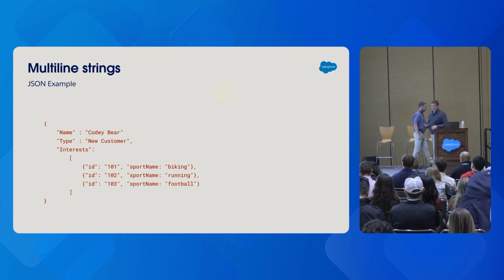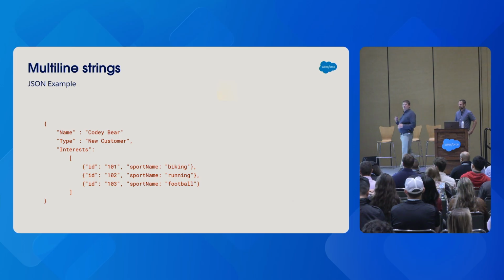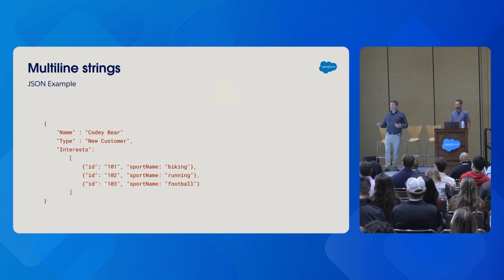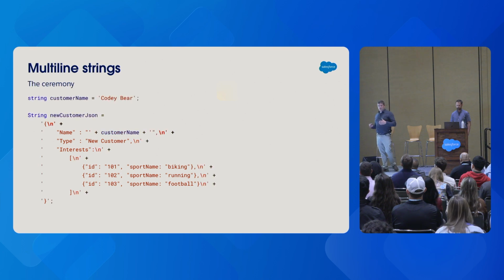Cool, thank you. So a lot of you are probably familiar. You have some large string payload. Here we've got some JSON, but this could be XML, a SOQL query, a prompt to an LLM. So you have this large payload, and you want to represent it in your Apex code. So what do you do today? You might do something like this.